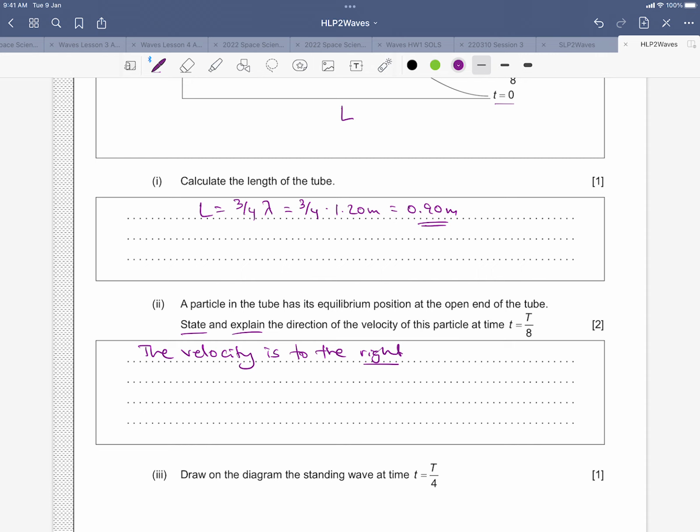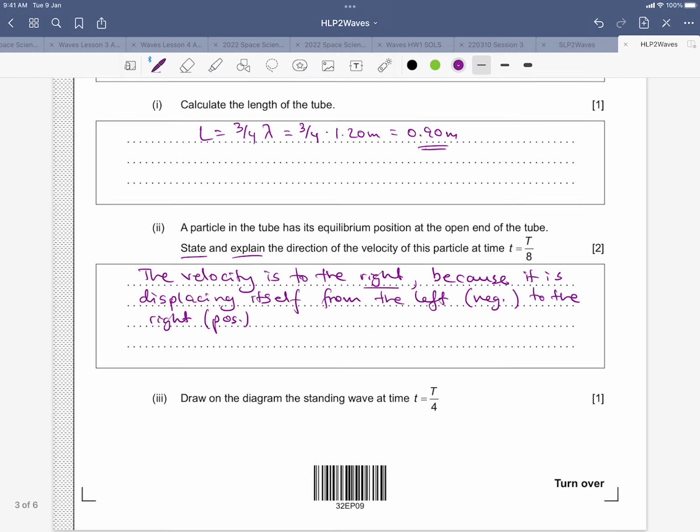That's the statement, and then we have to explain it, and then we can say because it is displacing itself from the left, where it has a negative displacement, to the right, positive displacement. There you go.